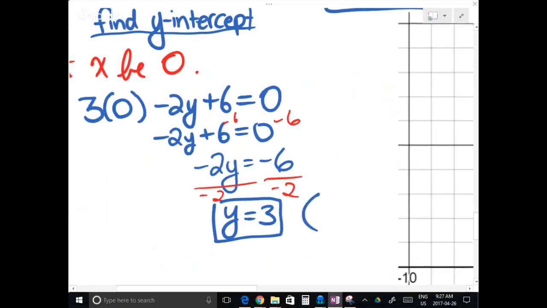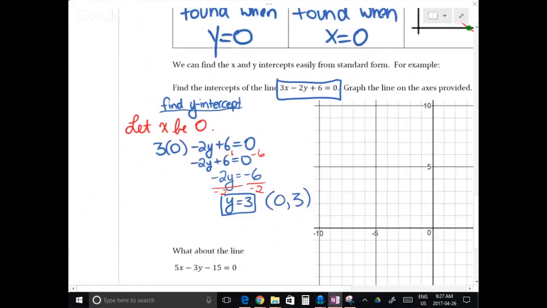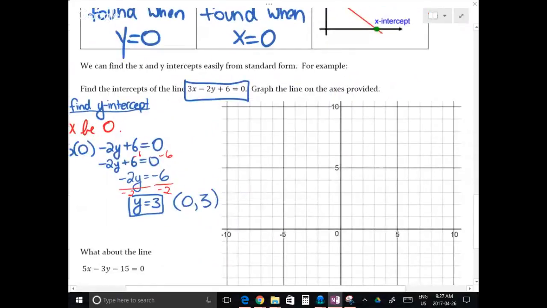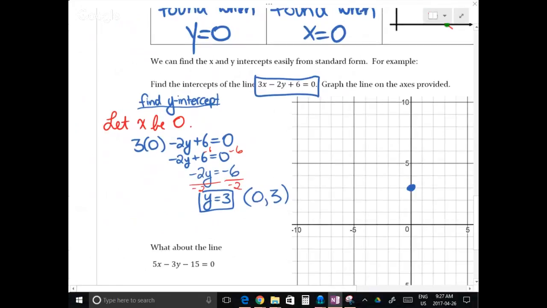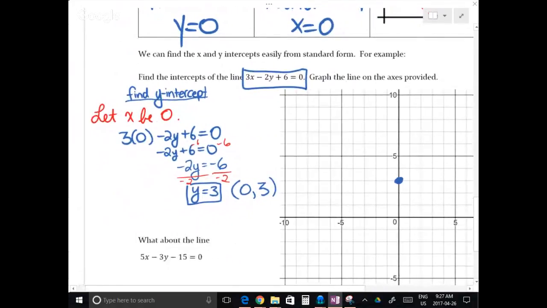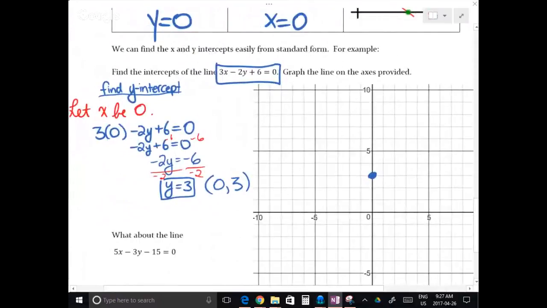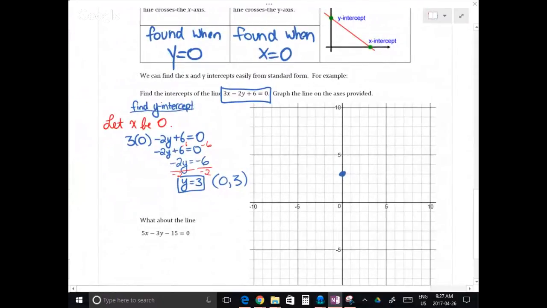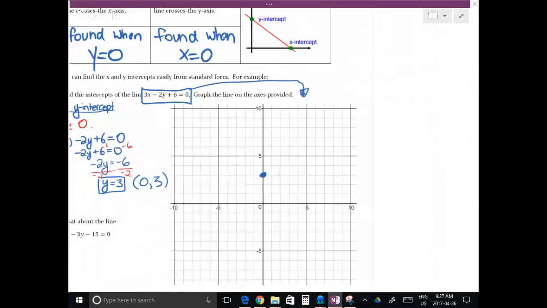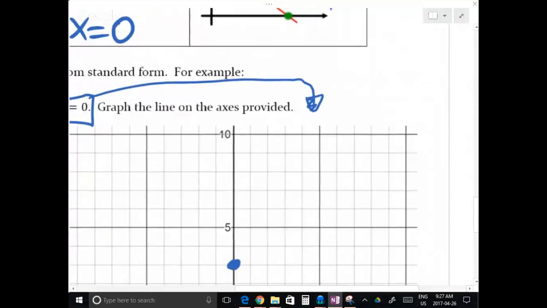And I'm going to put that in coordinate form, because that's when x is equal to 0, y is equal to 3. And I'm going to put it on the graph. 0, 3. There's my y-intercept. I wish I'd left myself more space. That's okay. We're going to go over here. Okay. So we have the y-intercept. What do I need to find next? The x-intercept. Very good.